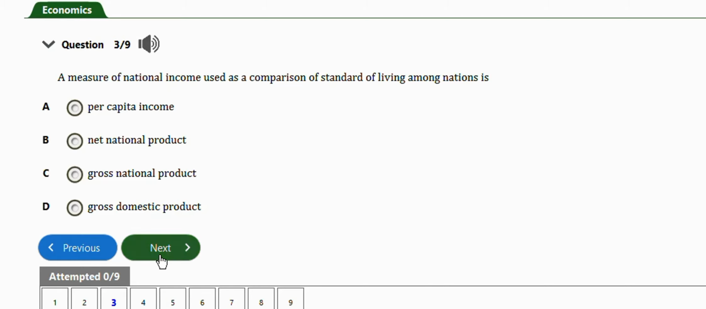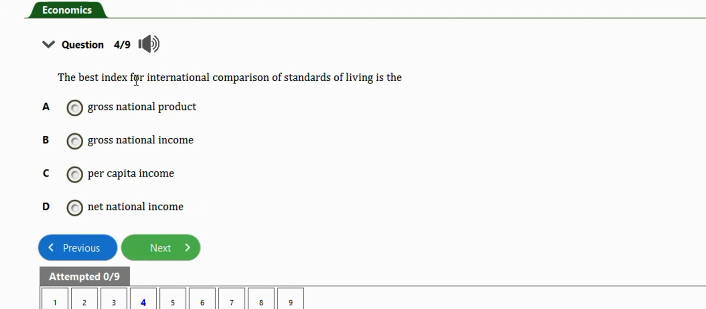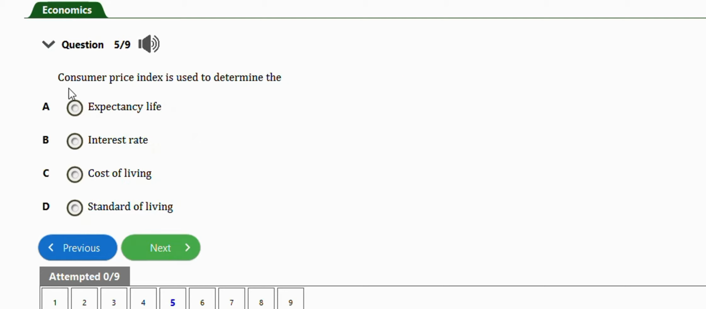Okay, next question is this one. It says the best index for international comparison of standard of living is the per capita income, option C. Okay, so there are various ways to ask questions on that per capita income. Next question is this one. It says consumer price index is used to determine the cost of living, option C.